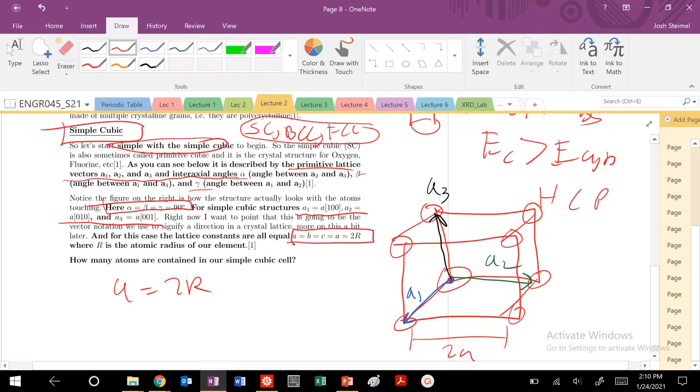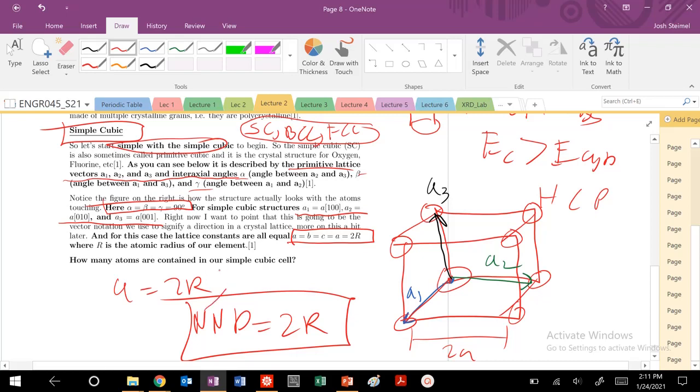And the key thing is, for any material, your nearest neighbor distance, NND, is always going to be 2r. This holds for any type of cell that you can deal with, because we can't get closer than 2r. So that is your nearest neighbor distance.